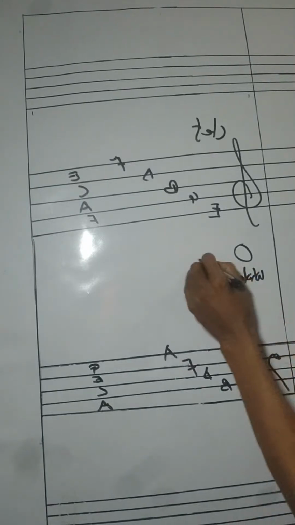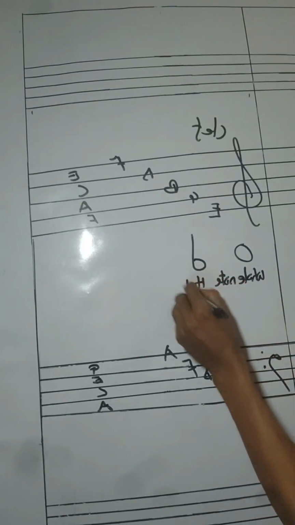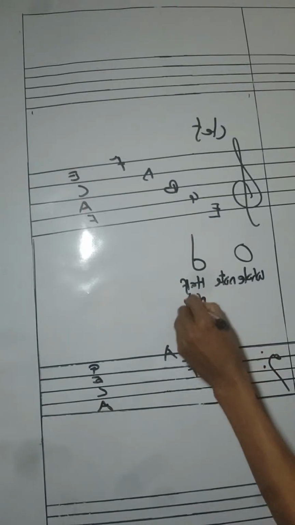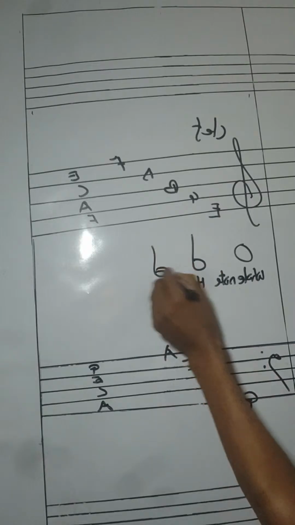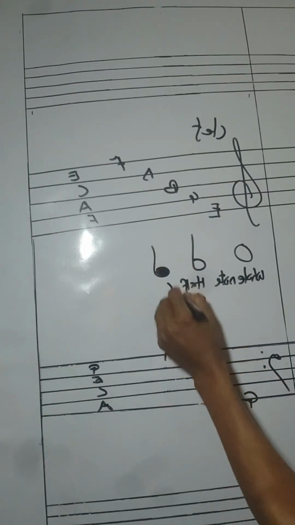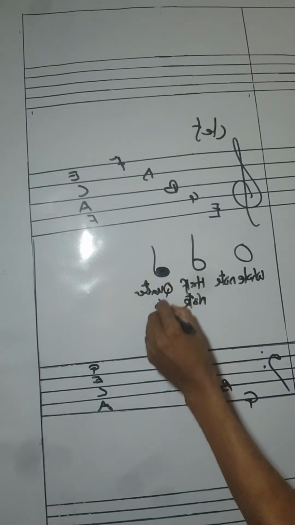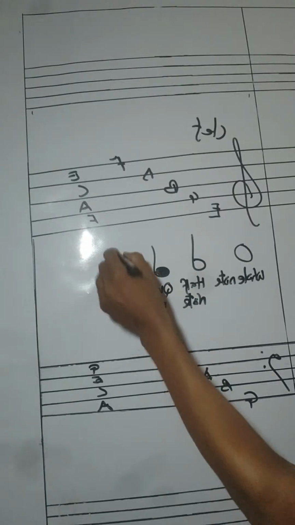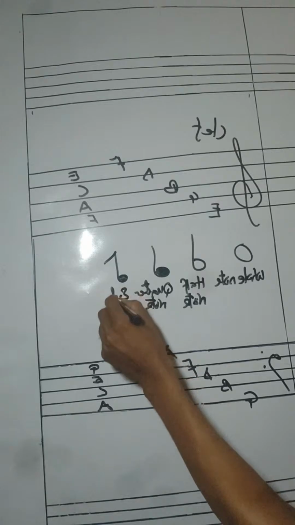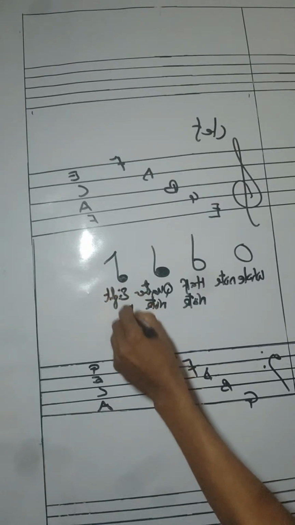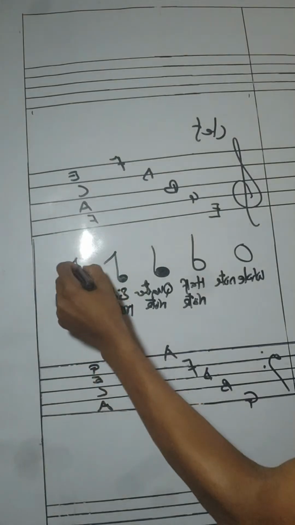Now we went to the second one, which is called your half notes. We went down further to the third one, which is called your quarter notes. And the fourth one, which is called your eighth notes. The fifth one, which is also called your 16th notes.